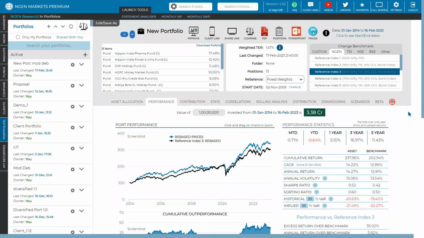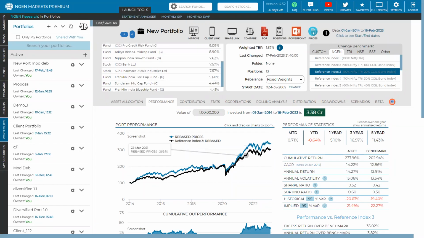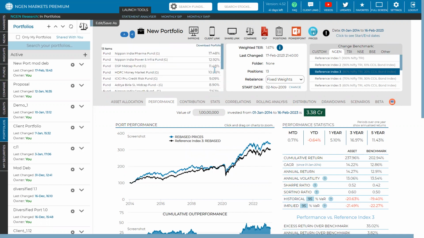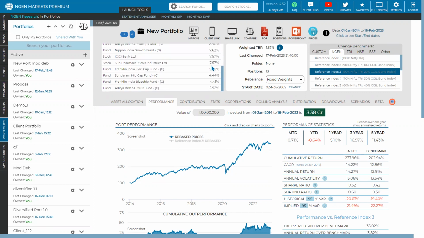Now, talking about the performance, this portfolio is basically the sum of the current units and the values the client is holding right now. So, what is this performance? This performance is the historical backtest of the current holdings of the client's portfolio. I'm just going to remove this reference index from here. You can click on it and remove it. And you can see this is the historical backtest of the current holdings, which are Nippon India Pharma, India Power and Infra funds, all these funds and the stocks as well. And this is what the backtest is.